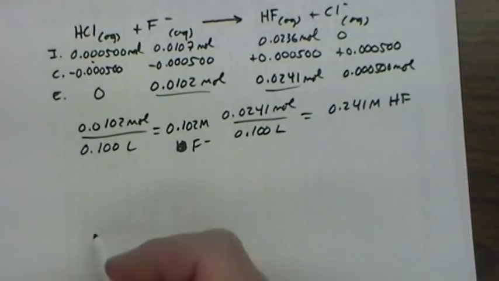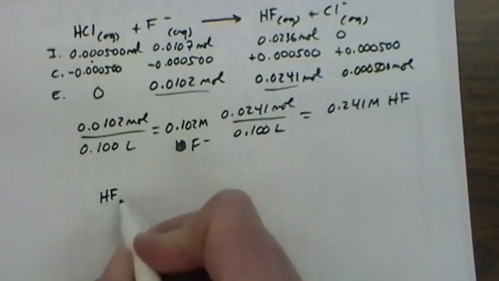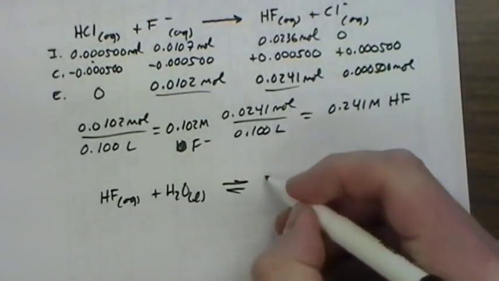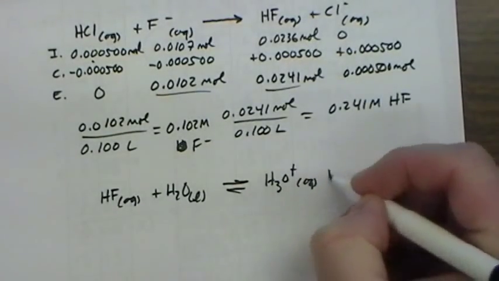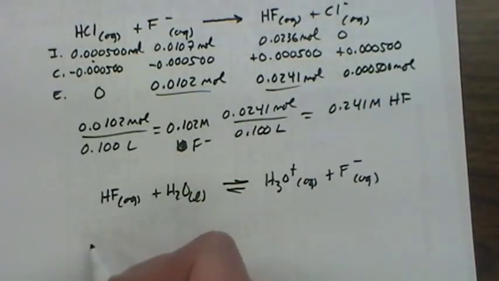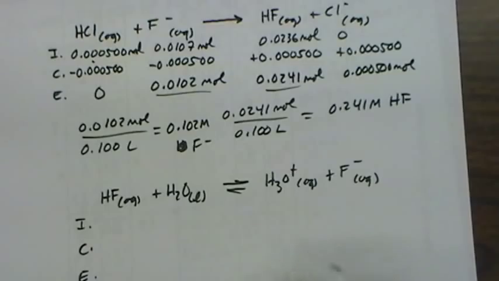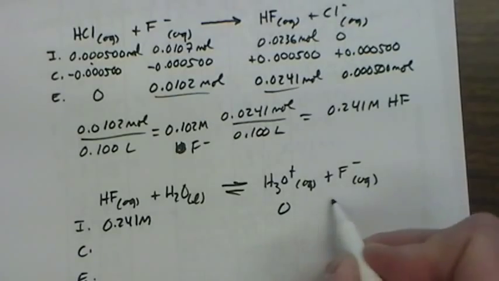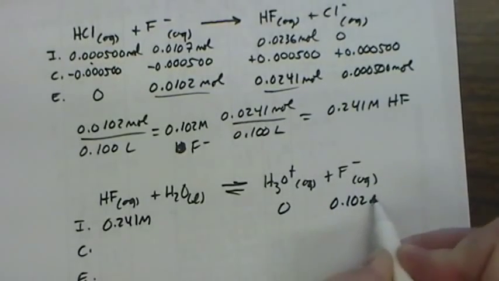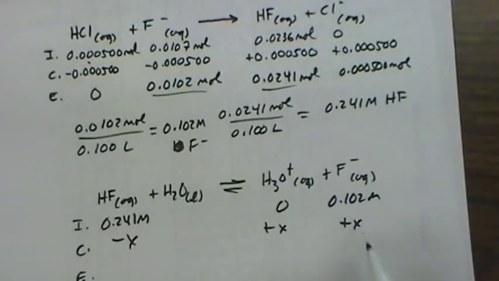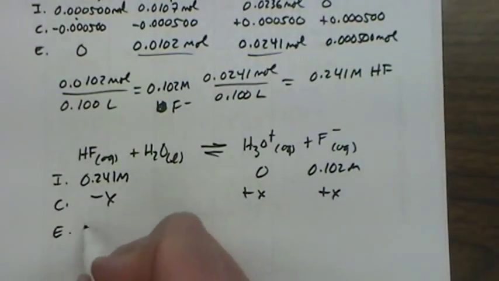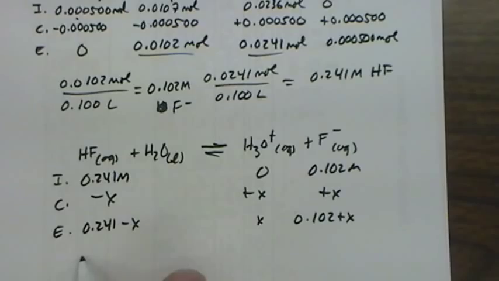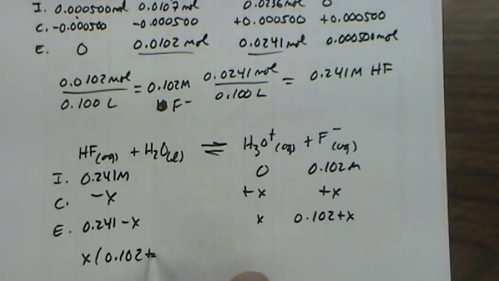After all of that, now we can finally put it into the expression that we would have liked to work with immediately. We couldn't. We had a lot of setup. But we're back to our Ka expression, just like the very first problem that we did. We have ICE, so we have 0.241 molar. This side 0, and this is 0.102 molar. Minus x, plus x, plus x. Very familiar now. So just a lot of setup for these buffer problems to get us back to the original problem that we've done many times.